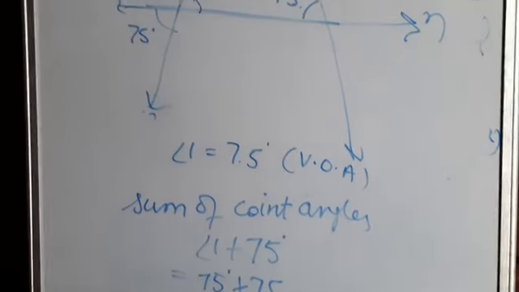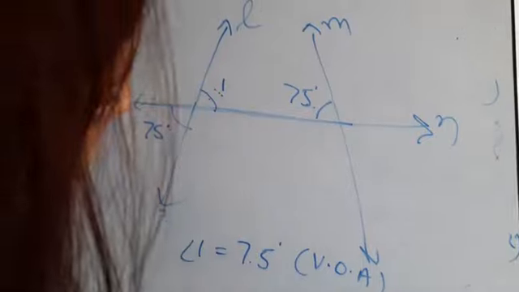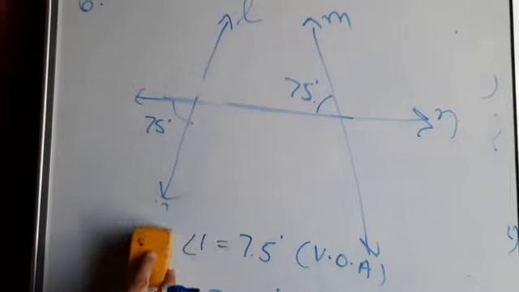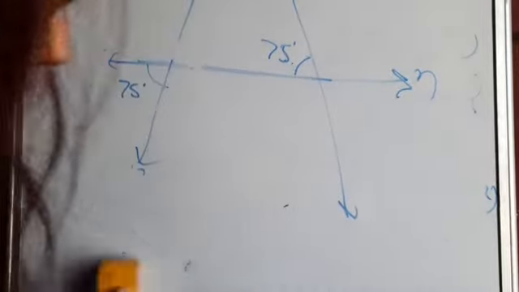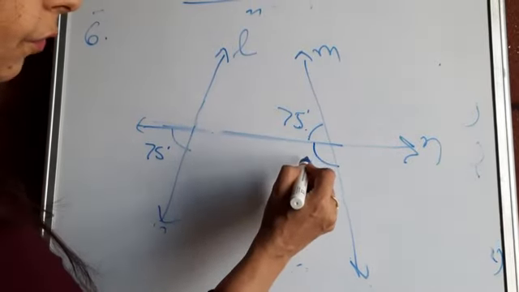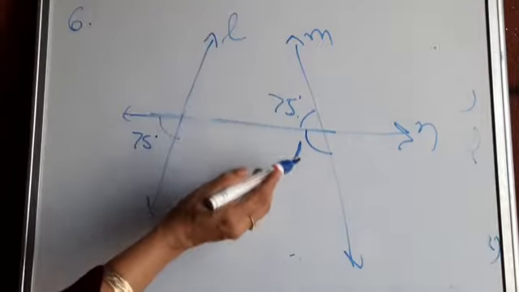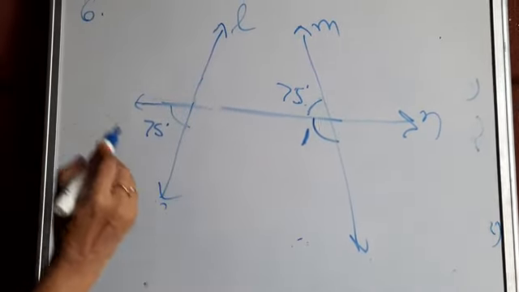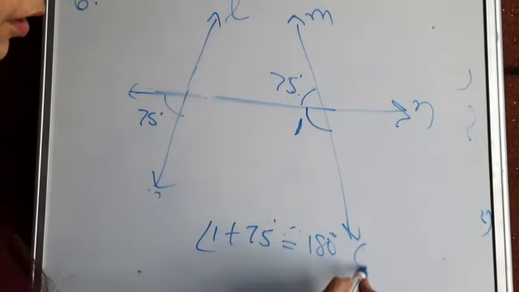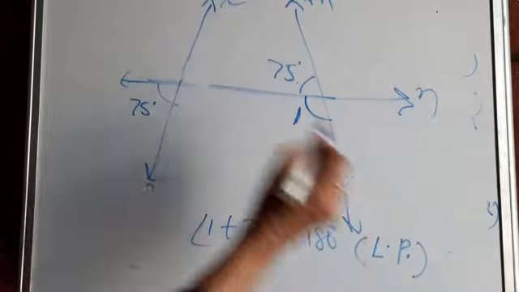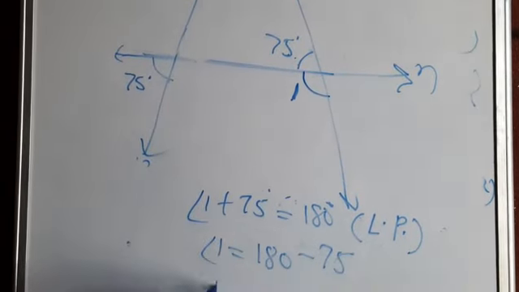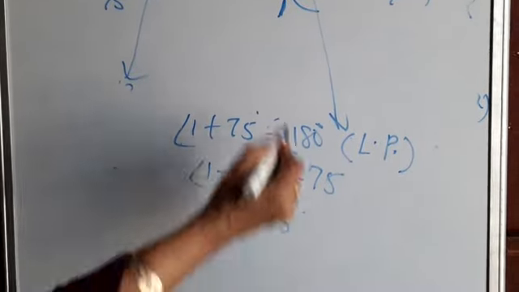Here we can do this sum by any other method also. 1 or 2 I am explaining to you. I am doing it by this method. See, if I put 1 here, it means 1 and 75 are making a linear pair. 1 plus 75 is equal to 180, because these two angles are making a linear pair. So angle 1 will be 180 minus 75. Angle 1 is equal to 105.